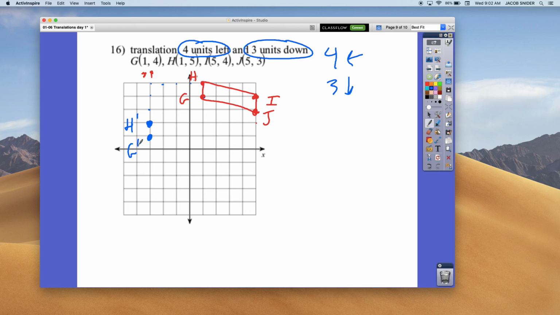As I said, some of you can probably almost do this without counting the boxes like I am. 4 left: 1, 2, 3, 4. Down 1, 2, 3. There's I prime. And J: 1, 2, 3, 4, then 1, 2, 3. And our job is done.